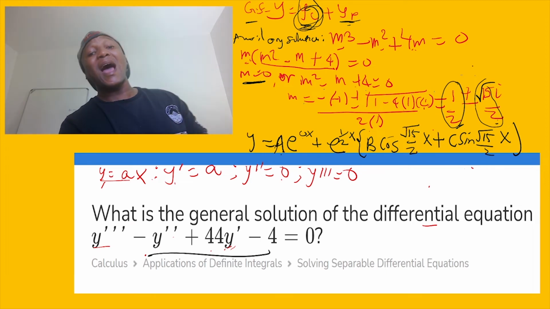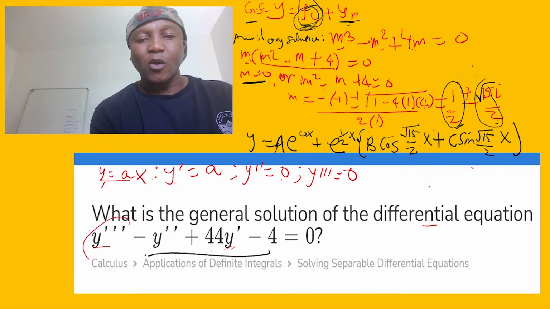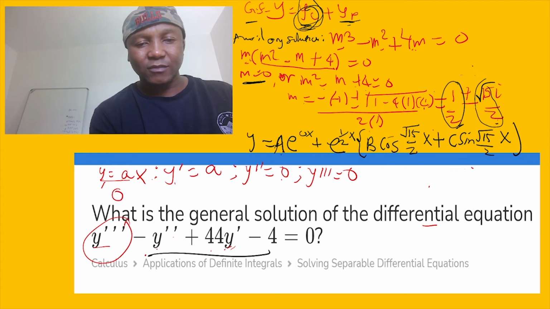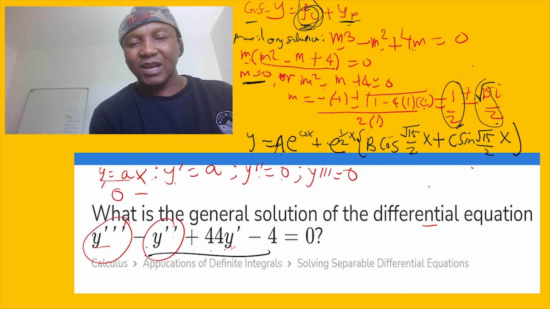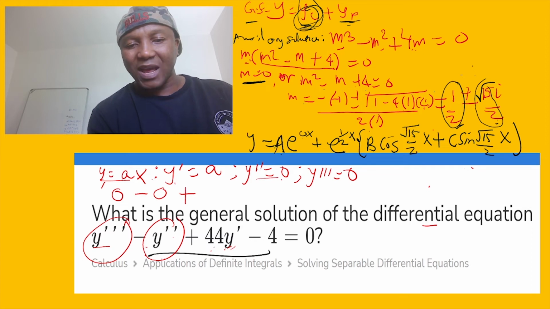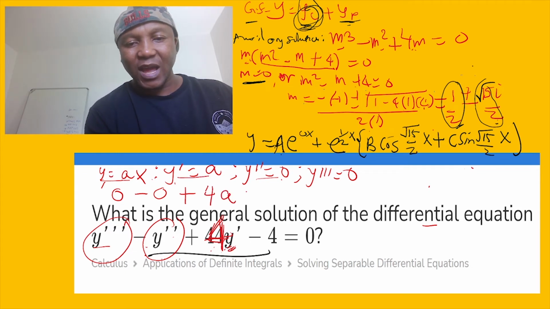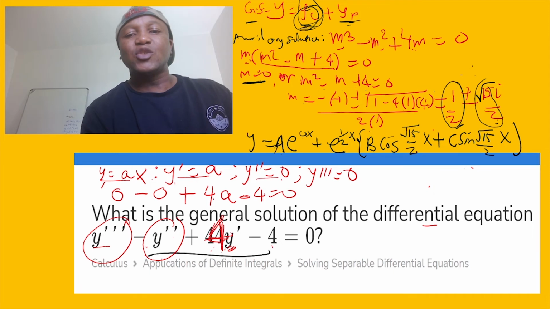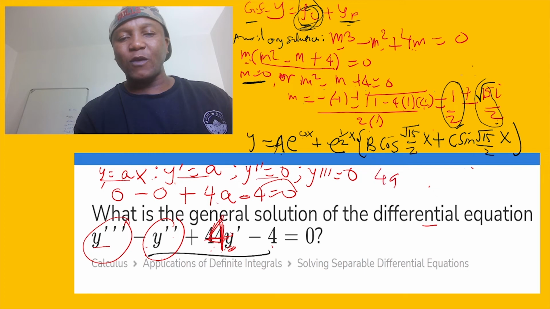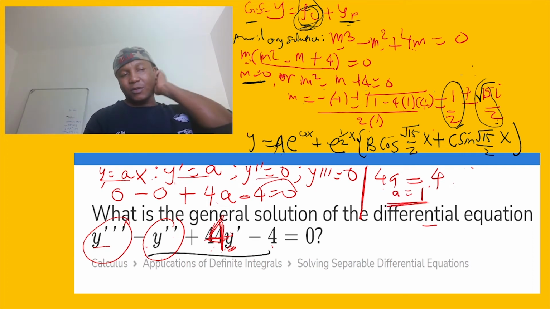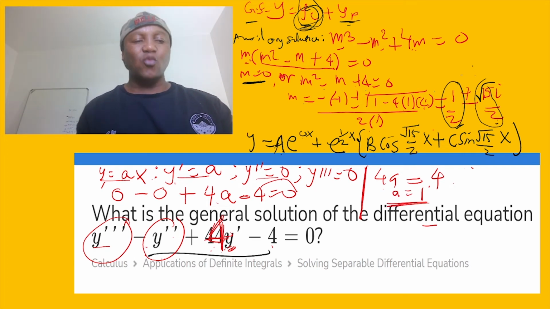So we substitute in the given equation. What is the third derivative? Equal to 0, so it's 0 minus. What is the second derivative? Equal to 0. Plus 4, it's just a mistaken 4, so we say 4. What is the first derivative? Equal to a, so we put a here. And then minus 4 equal to 0. So it's 4a minus 4 equal to 0, which means this 4 goes over: 4a equal to 4, divided by 4, a equal to 1. You see what I'm saying? Our a equal to 1.